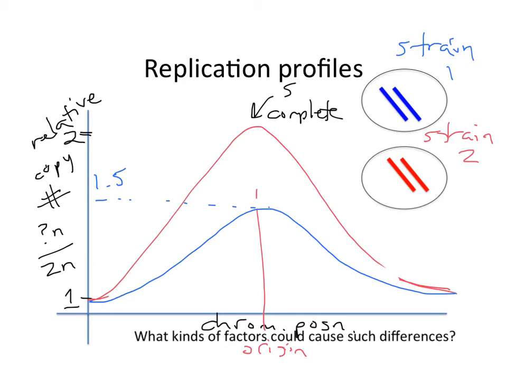A few different options. So that's why this question at the bottom that's been here all along, what kinds of factors could cause these sorts of differences between different strains of the same species, or between different species for that matter. So that's what these authors are going to be doing, looking at different strains, looking at replication profiles, seeing differences, and trying to figure out why there are these kinds of differences in replication profiles. What does it mean?